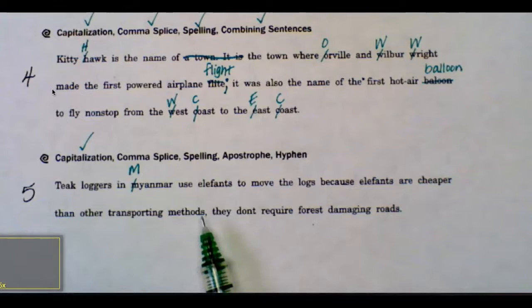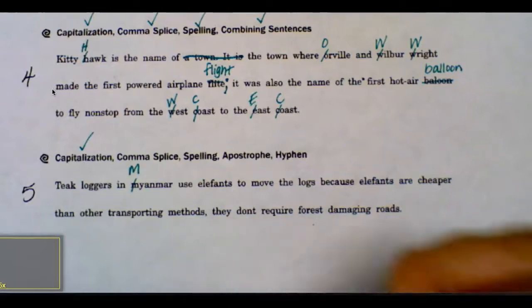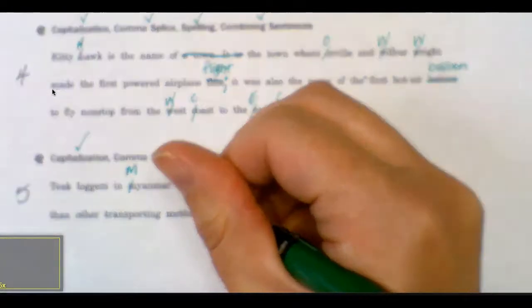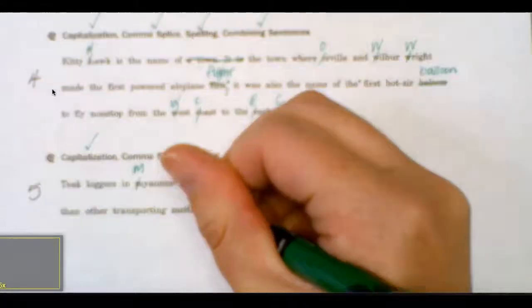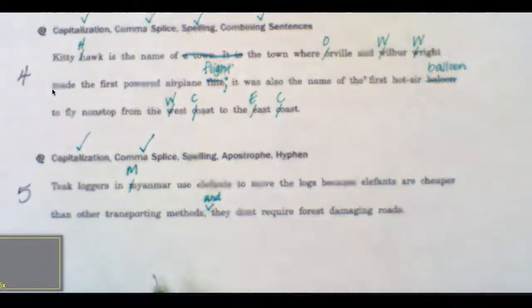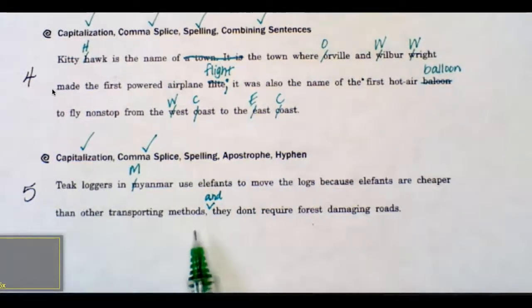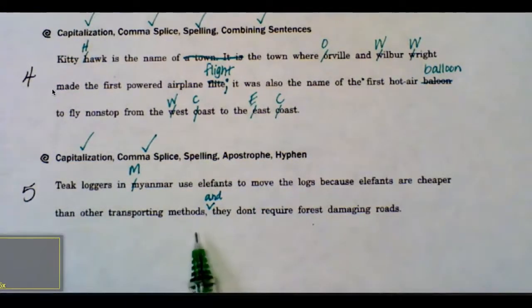I'm going to fix this comma splice by keeping the comma and adding a fanboy. I think the best fanboy to add in this particular sentence is the word and. By doing so, my sentence reads, Teak loggers in Myanmar use elephants to move the logs because elephants are cheaper than other transporting methods, and they don't require forest-damaging roads.